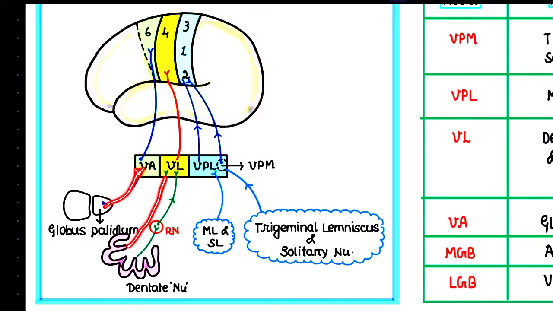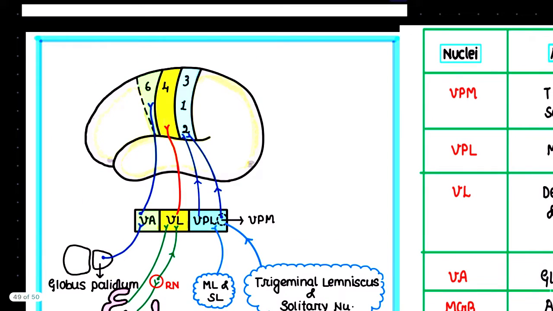They receive afferent from a specific location, and then they will send their efferent to a specific part of the cerebral cortex, right. As you can see, this is our brain. This at the center, what is this? This is our central gyrus, right.